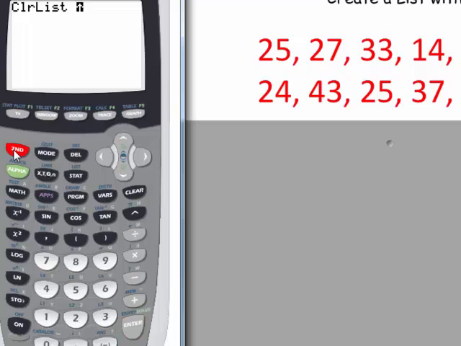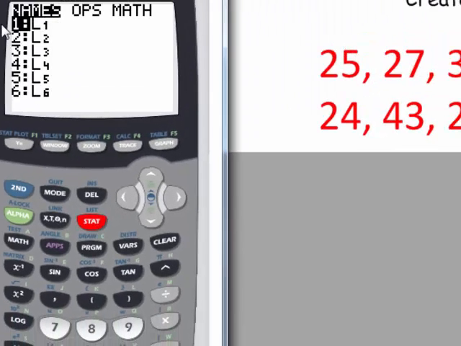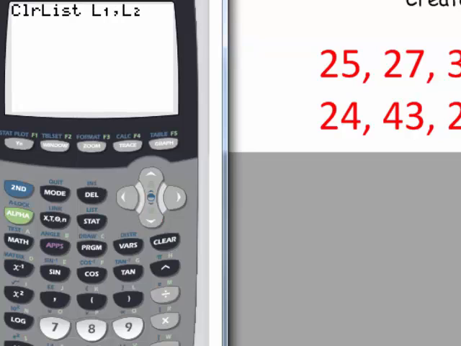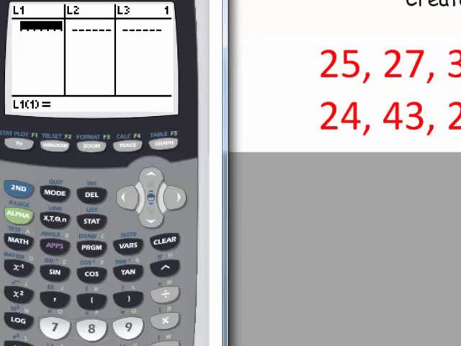So I could hit second and the 1 to get that L1, and then a comma, and do the same thing for L2. The other place to find it is, if you notice, you have a list selection right here, so I could hit second and the stat button to get list, and then select L2 from there as well. So that's 2 different places we can find it. I'm going to go ahead and hit enter. So that just cleared both my lists. Now I'm going to go back in, go to edit, and now I can enter my data.